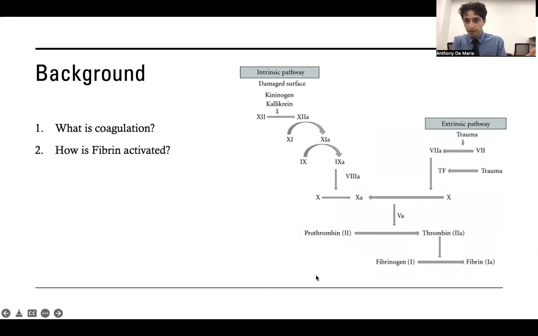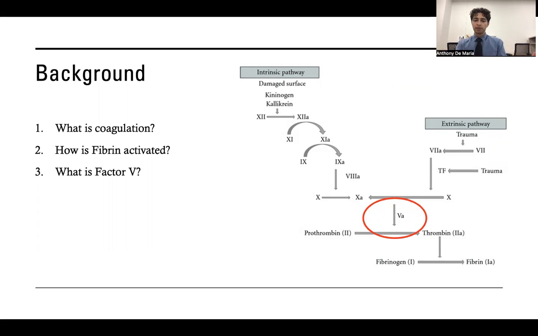So how is fibrin activated? Well, fibrin is a protein that is activated by the coagulation cascade, which is a system of interacting enzymes that flow in your blood that activate each other, eventually leading to the activation of fibrinogen, which makes fibrin. And you can see it here depicted on the right. And it has two pathways, the intrinsic pathway and the extrinsic pathway, which meet up into the common pathway.